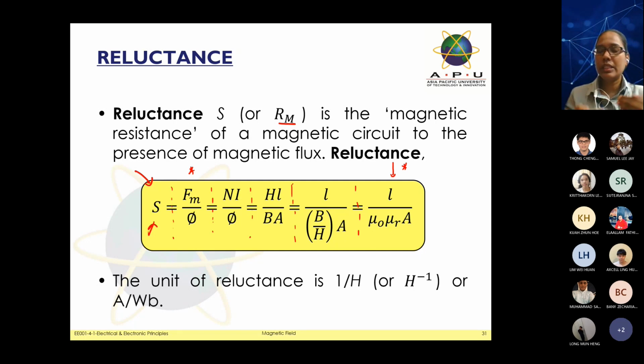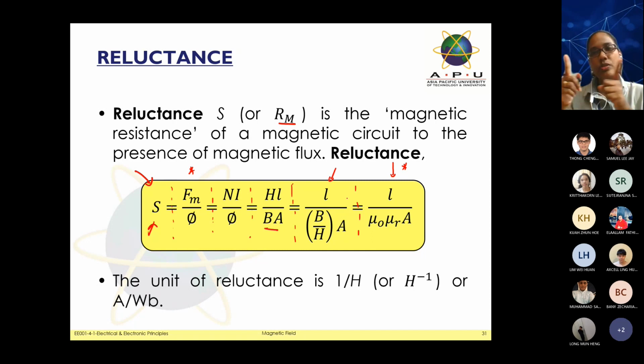By me explaining the theory, maybe some of you already know that is the formula for reluctance, but you will understand when you start to practice. The next equation is based on Hl divided by BA. When I ask about B and A, you need to answer right now. You should know what B stands for and what A stands for. The next one is based on the symbol for length, l, and at the same time they use l divided by B over H, where H is the field strength, times A.